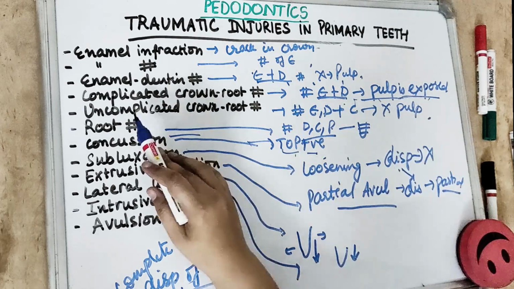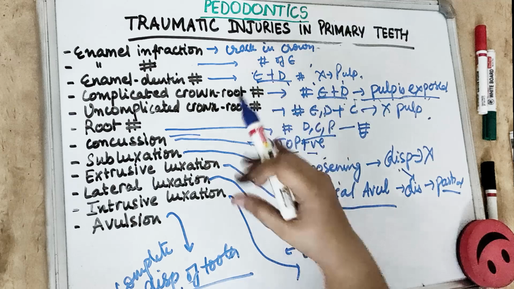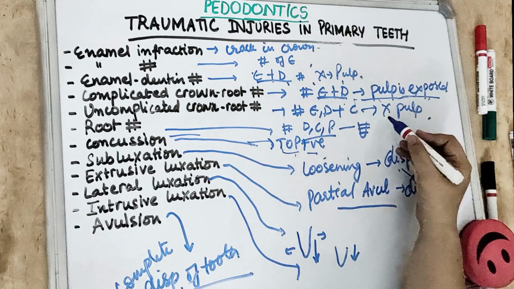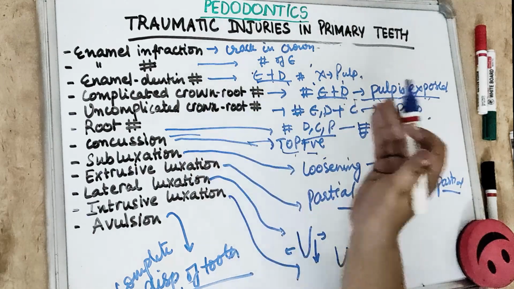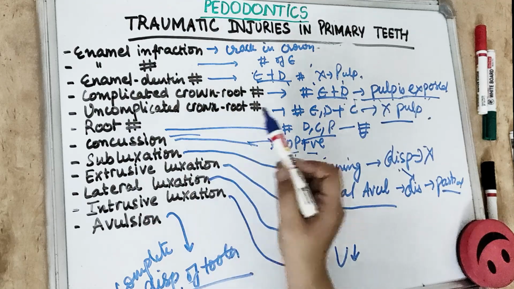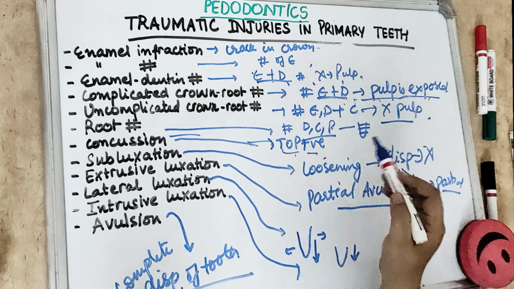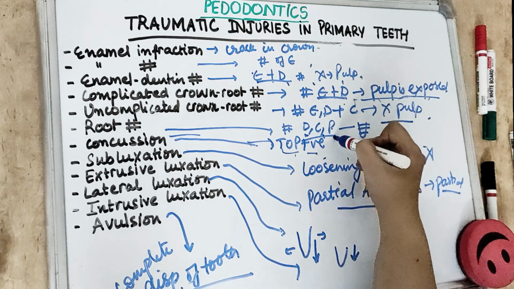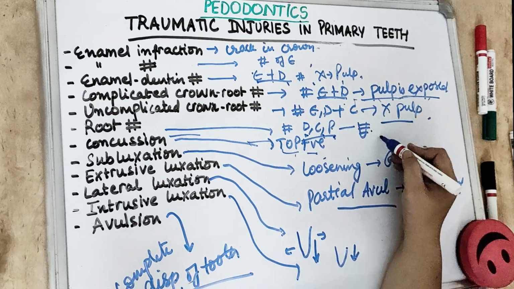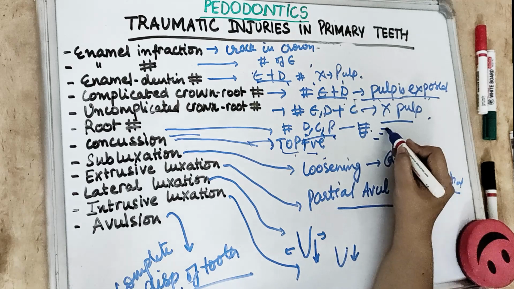Uncomplicated is when the fracture is not complicated and it can be managed easily. So when pulp is not involved, it can be managed easily. So we can remember it as uncomplicated crown root fracture. Root fracture is when there is fracture involving the dentin, cementum and the pulp, and it can be subclassified into the apical third, middle third or the coronal third.